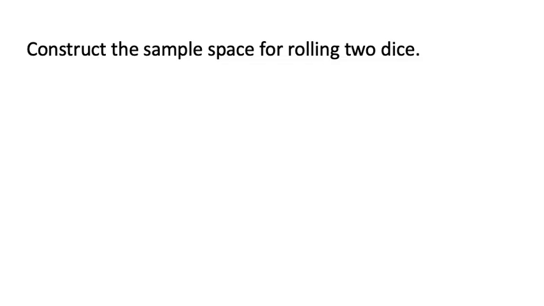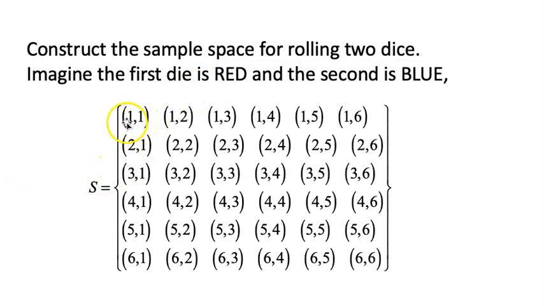So I'm going to list all the numbers in pairs. The first number corresponds to the red one. The second number corresponds to the blue one. So you could have a 1 on the red one and a 1 on the blue one. You could have a 1 on the red die and a 2 on the blue die. You could have a 1 on the red die and a 3 on the blue die. So here's all the possibilities. First one is red, second one is blue, just so we can think about these things representing an order of sorts.